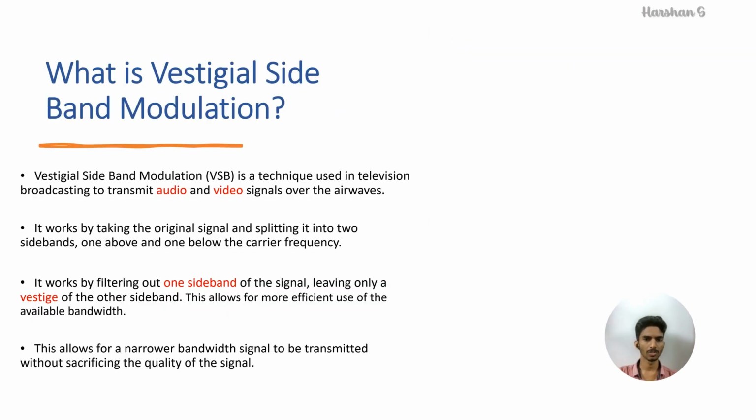Let us know what vestigial sideband modulation is. Vestigial sideband modulation is a technique used in television broadcasting to transmit the audio and video signal over airwaves. It works by taking the original signal and splitting it into sidebands, one above and one below the carrier frequency. It works by filtering out one sideband of the signal, leaving only a vestige of the other sideband. This allows more efficient use of the available bandwidth. This allows a narrower bandwidth signal to be transmitted without sacrificing the quality of the signal.